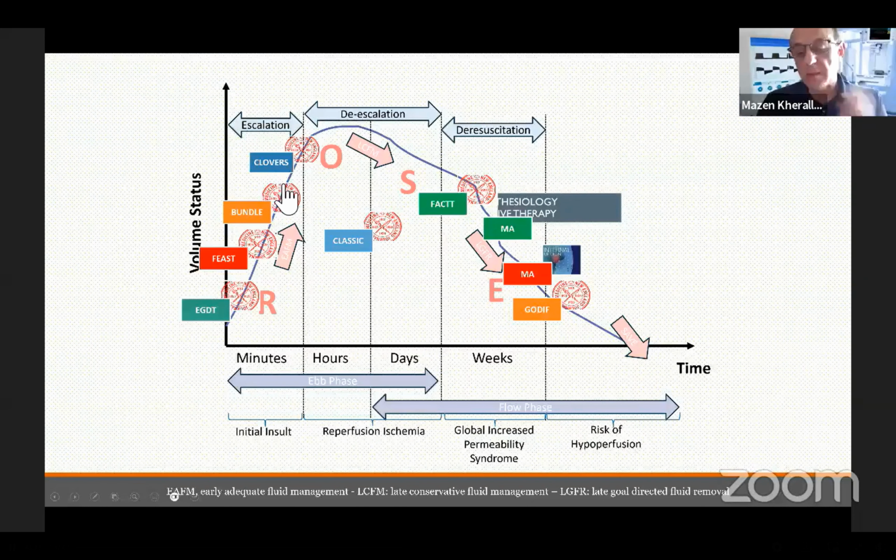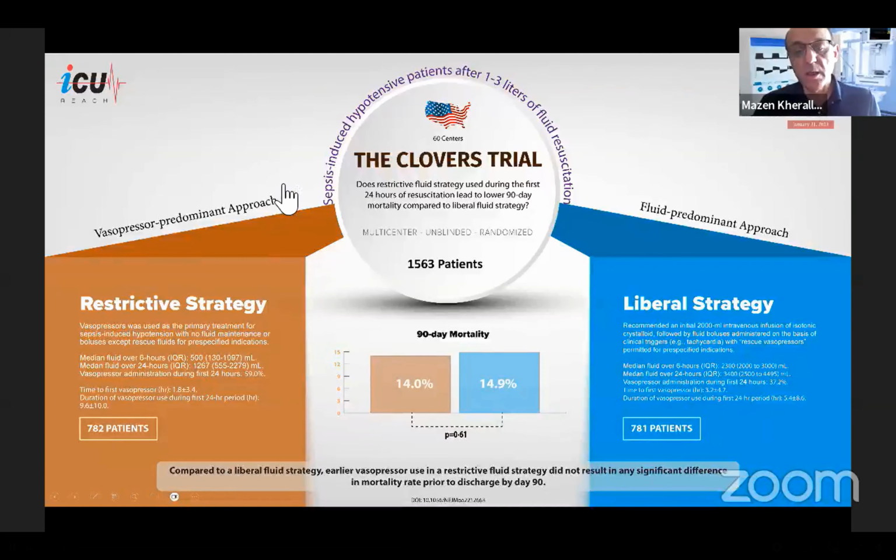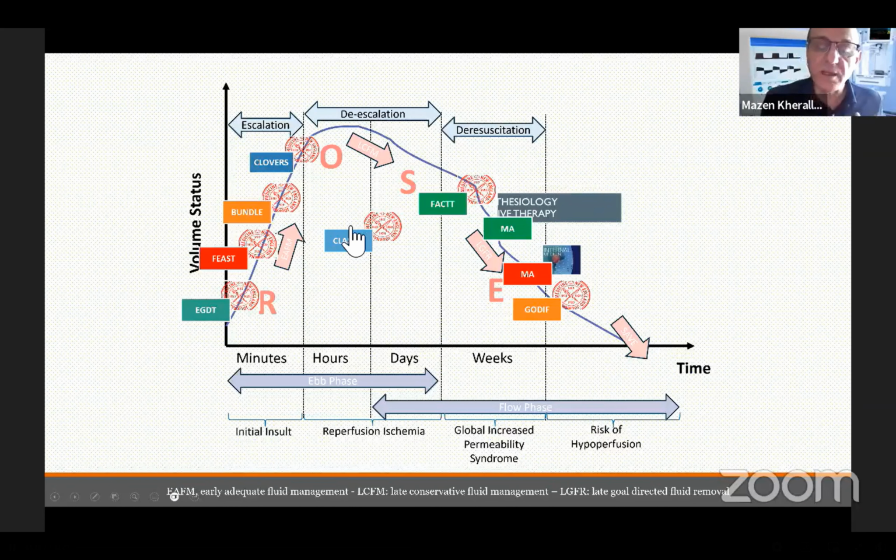Now we have the CLOVERS trial, which was designed to answer the question of whether we can be restrictive in our fluid strategy. What you see here is 2 groups. The first group is the restrictive strategy, and the second group is the liberal strategy. They aim for early vasopressor initiation with restriction of fluid to certain indications, compared to giving fluid early and vasopressors late. Total of 1,563 patients. Of note, even in this study, those patients prior to randomization received between 1 to 3 liters on average. But after that, restricting fluid was not different in terms of 90-day mortality compared with the liberal strategy. So it is a neutral study. You still need to give the initial fluid, but after that, you need to restrict the fluid. There's no reason for you to be aggressive.